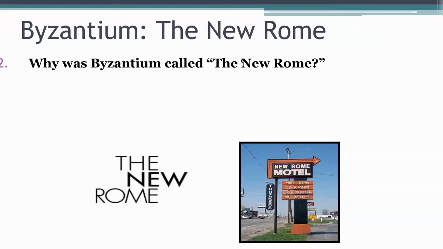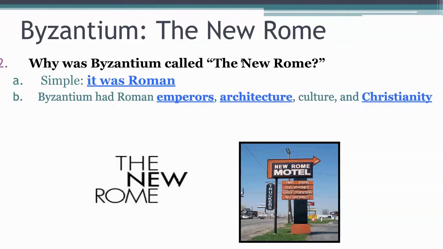So, why was Byzantium called the New Rome? Well, it's pretty simple. It was Roman. Like I just told you, it was once part of the Roman Empire. It had Roman culture, it had Roman laws, so it was Roman. Some things that stood out specifically that made it Roman is it had Roman emperors. Those that ruled even from Constantinople considered themselves Roman emperors, even though they weren't seated in the city of Rome itself. It used Roman architecture, they had Roman culture, and of course they're going to embrace Christianity, which by this point had become the official religion of the Roman Empire.